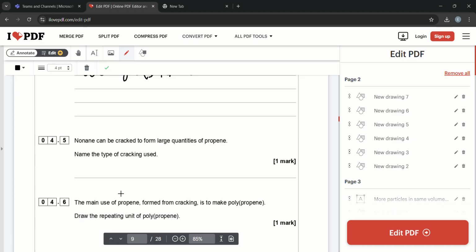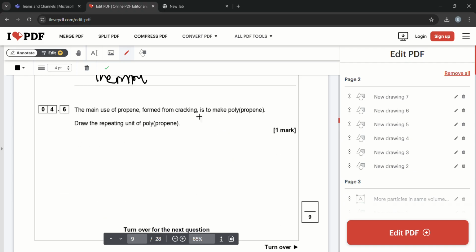Nonane can be cracked to form large quantities of propene. The type of cracking used. I was pretty confused for this, but then I saw that propene is an alkene, and one of the main uses of thermal cracking is to produce alkenes. And that's why it has to be thermal cracking, because it generally produces alkenes, and propene is an alkene.